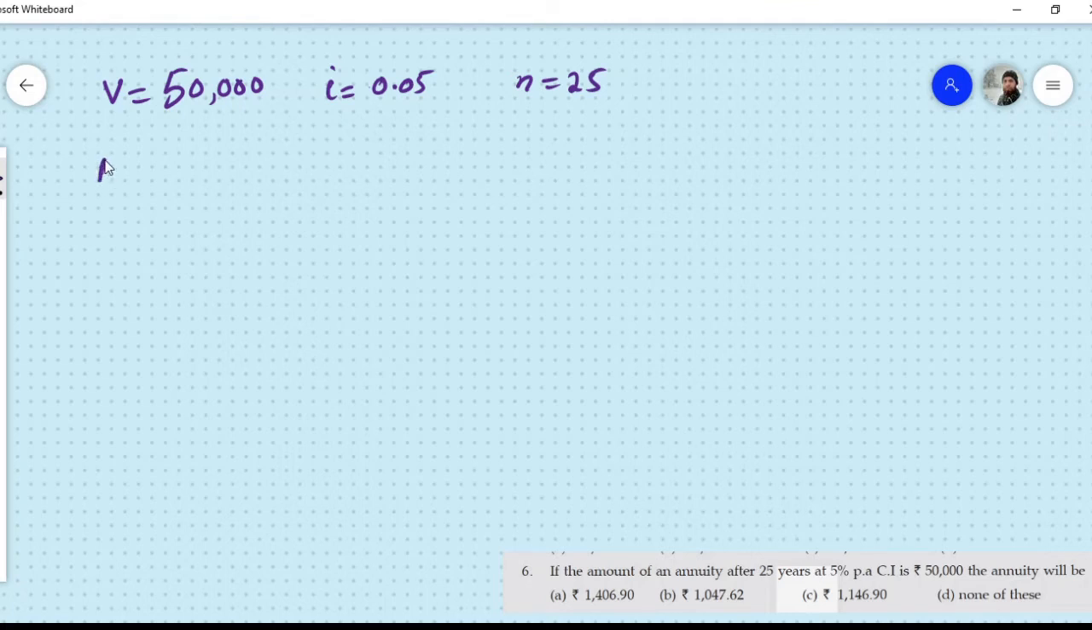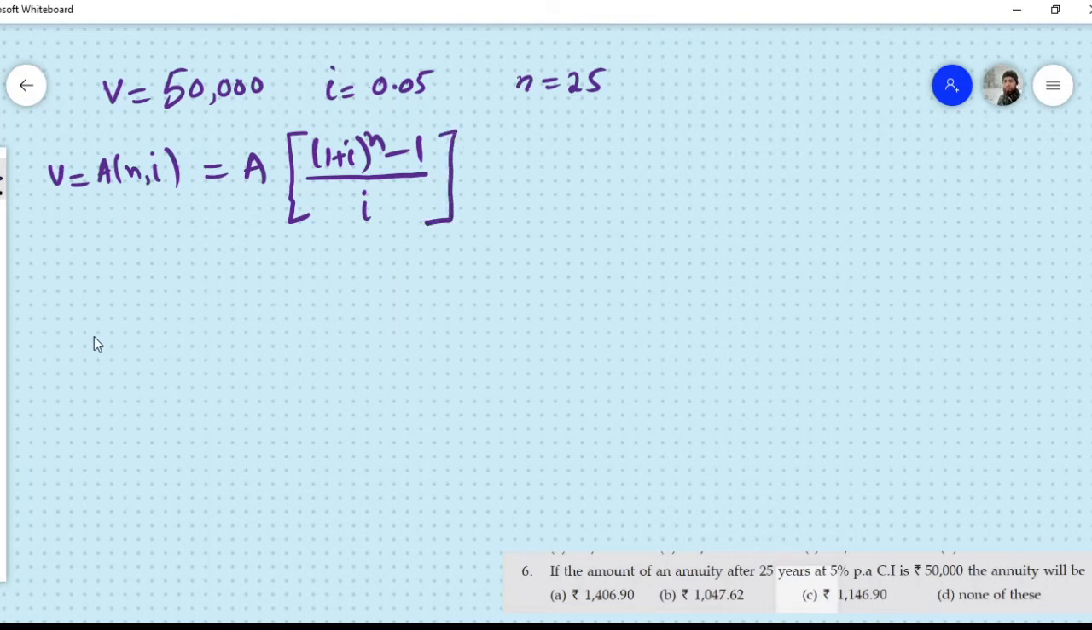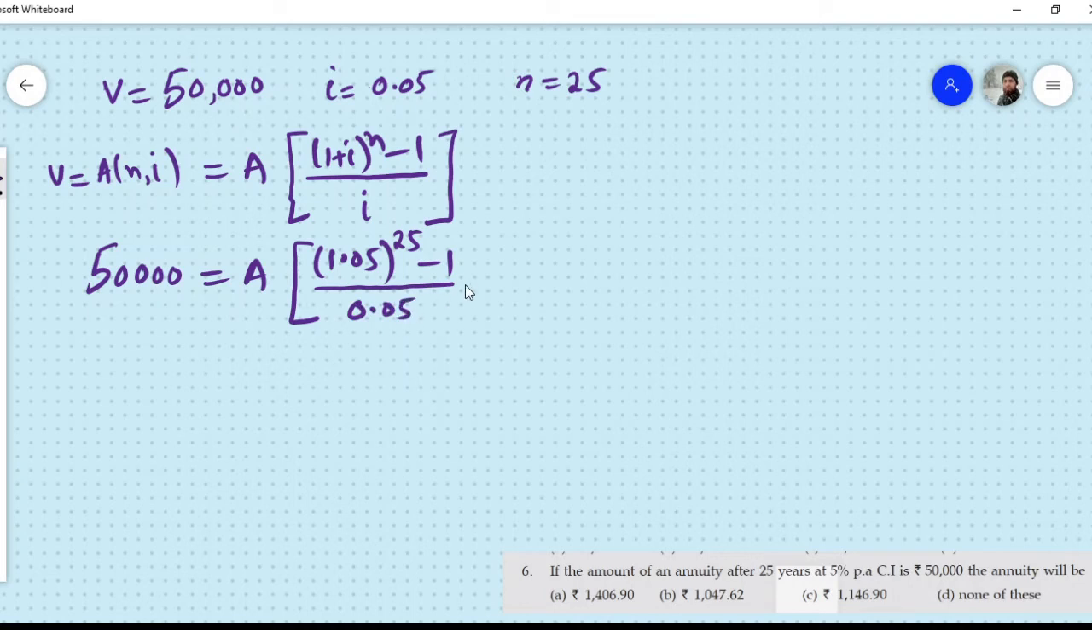Therefore, we know the formula of annuity for future value. When it is future value, V is equal to A into (1 plus I) power n minus 1 divided by I. Then we will put in the two values. V is 50,000, which is equal to, and we are being asked what is A, so A is to be found out. Then it will be 1.05 because 1 plus I is 1.05 and N is 25, then minus 1, divided by 0.05, which is further equal to A. Here it is 50,000.